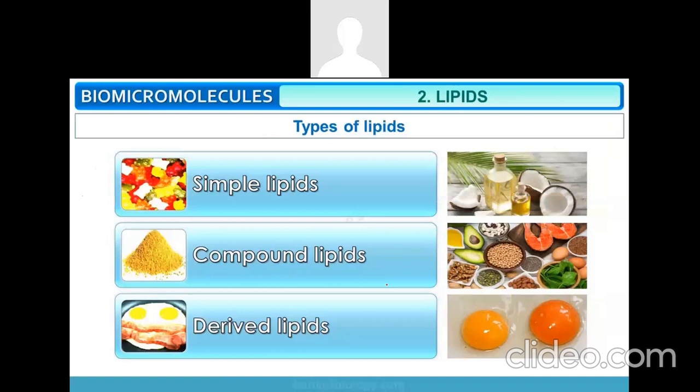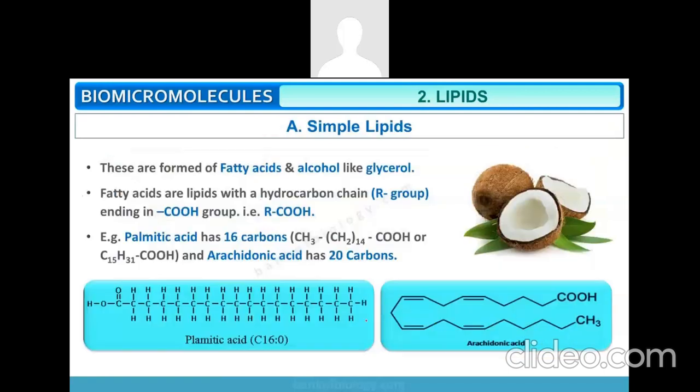The lipids are classified into three categories: simple lipids, compound lipids, and derived lipids. A simple lipid is formed from a fatty acid and an alcohol, and they together form a compound. So a fatty acid and an alcohol together will form a simple lipid.